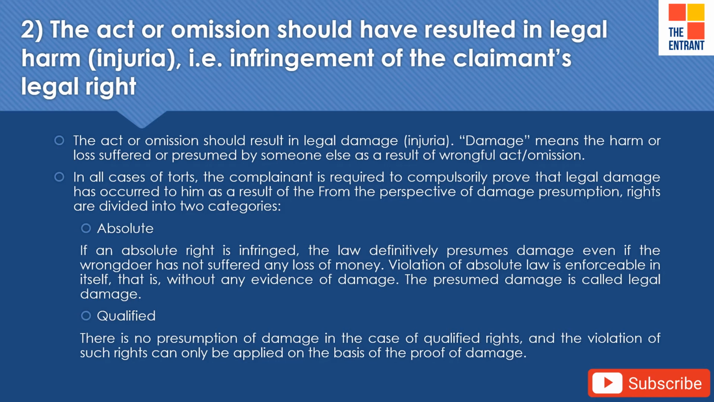The rights are divided into two categories, absolute and qualified. If an absolute right is infringed, the law definitively presumes damage even if the wrongdoer has not suffered any loss of money. Violation of absolute law is enforceable in itself, that is, without any evidence of damage. The presumed damage is called legal damage. There is no presumption of damage in the case of a qualified right, and the violation of such rights can only be applied on the basis of the proof of damage.